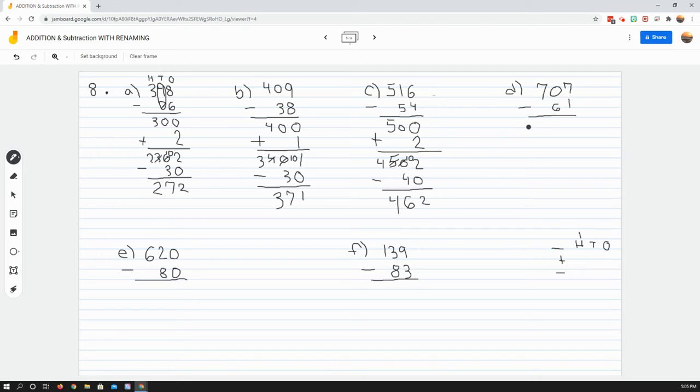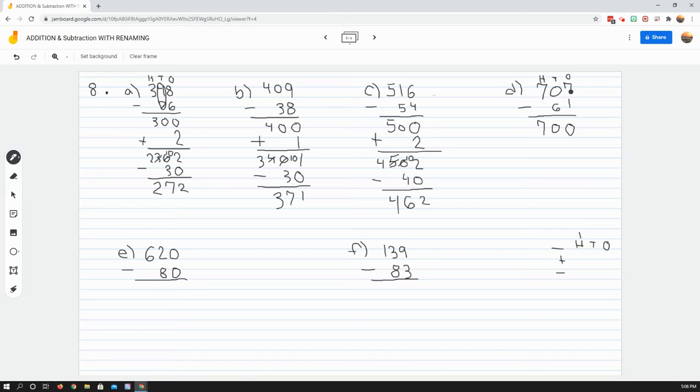Let's see, I'm going to do letter D. I have 707 and I have to take away 61. If I look at my hundreds place, 7. Do I have to subtract something? No. So I'm going to drop that 700. Now, if I look at my tens place, I have 0 and I have to take away 6. Can I take away 6 from my 0? No, because I don't have enough. I'm going to skip this and go to my ones place.